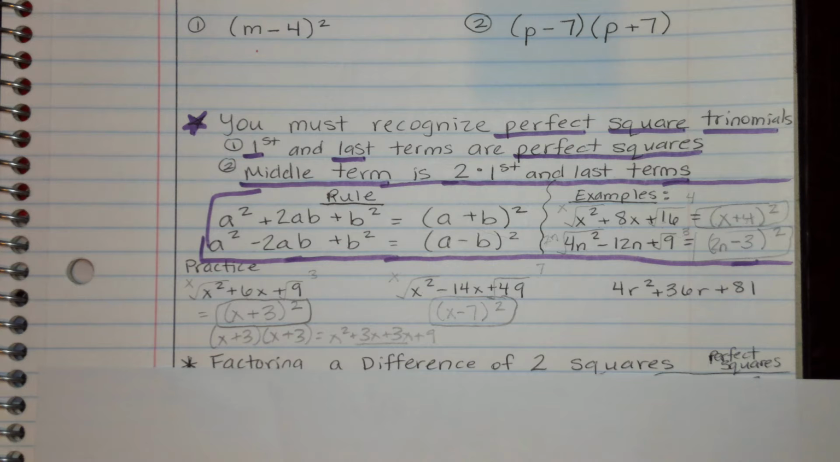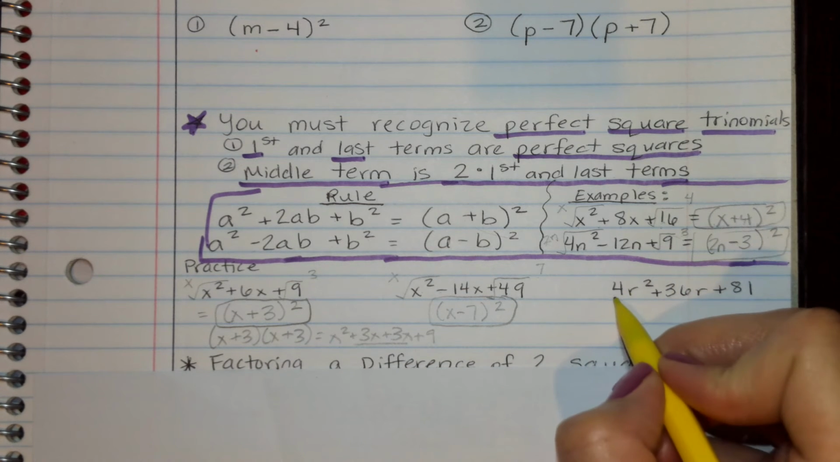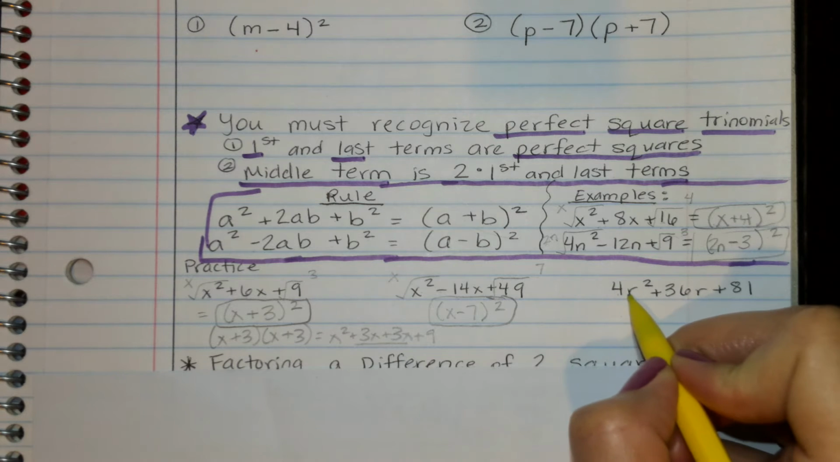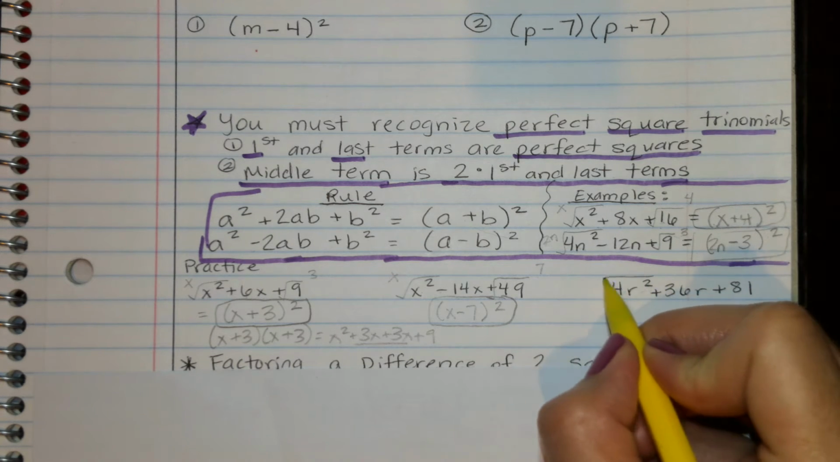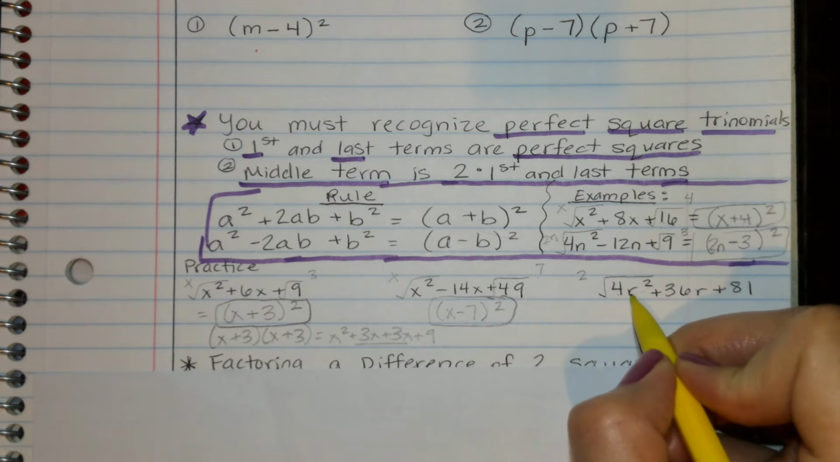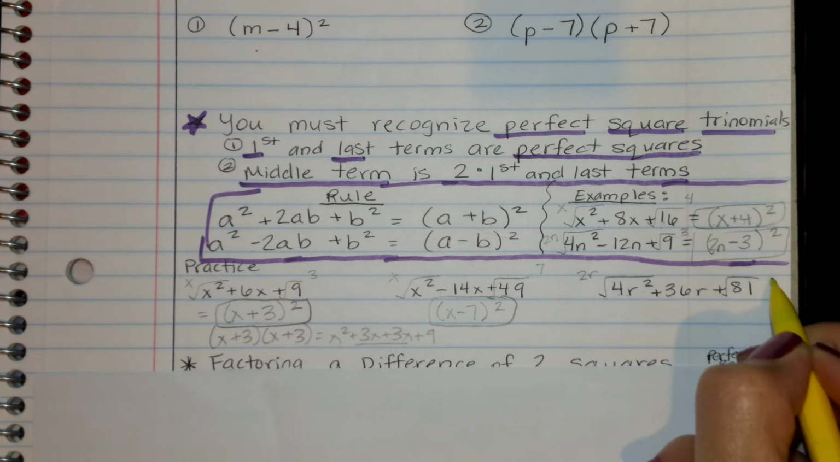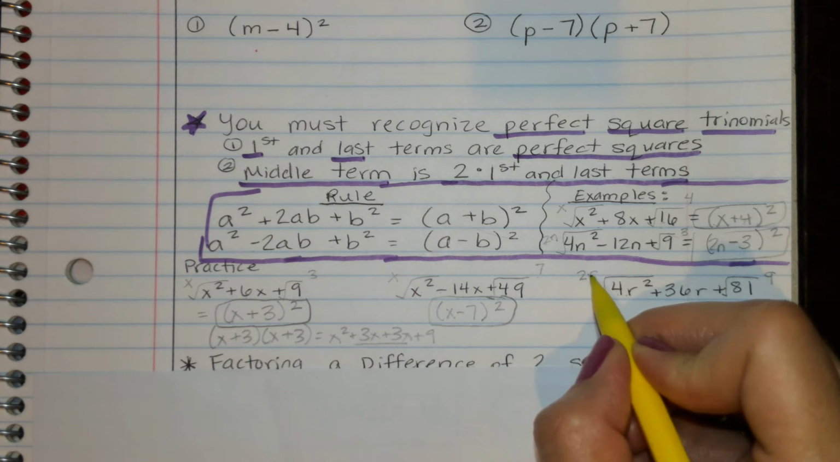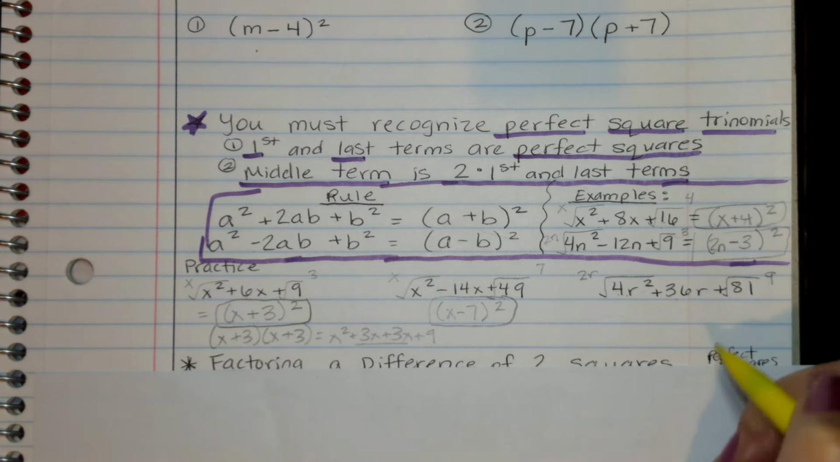All right, the next one. Sometimes it's a little confusing when you have a coefficient in front of the r squared term, but don't get intimidated by it. Just work with it. I just square root it, and I think, what's the square root of 4? That's 2. The square root of r squared is r. And for the last term, the square root of 81 is 9. So I think 9 times 2 is 18. So 18r times 2, that is 36.